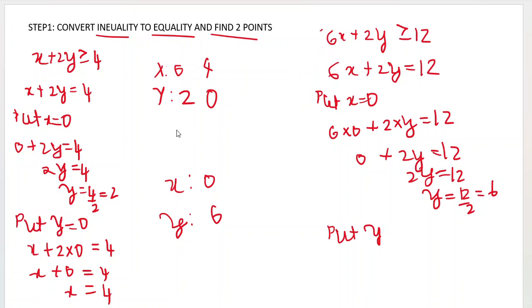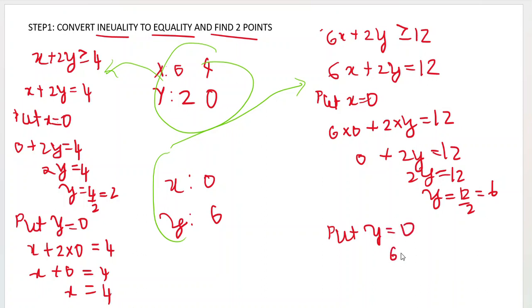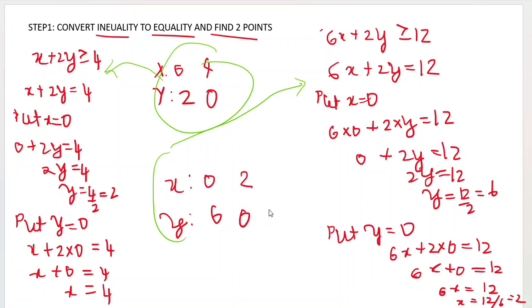Now this pair of points is for this equation, whereas those are for the other equation. Now we put y equal to 0 and we get 6x plus 2 into 0 is equal to 12. We get 6x plus 0 is equal to 12, so 6x is 12. Therefore x is equal to 12 upon 6, which is 2. So we get x as 2 and y as 0.